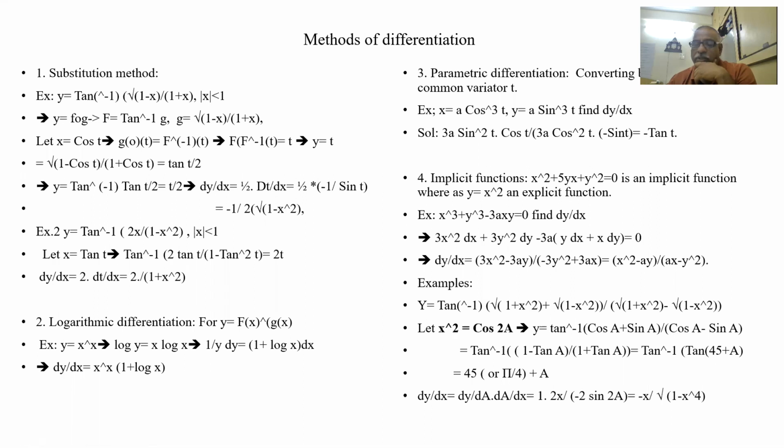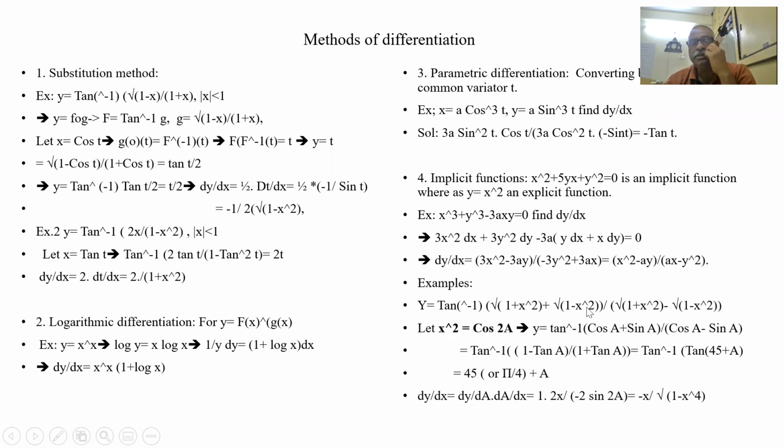So 1 plus cos 2a. See, 1 plus cos 2a, x square is cos 2a. So this becomes 1 plus cos 2a. So 2 cos squared a minus 1, 1 getting cancelled, 2 cos squared a. Under root means cos a root 2. Root 2 will come.